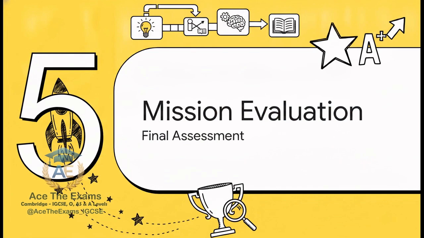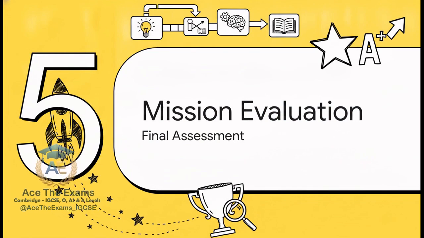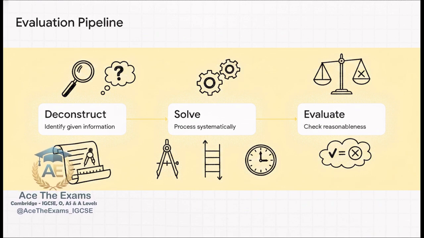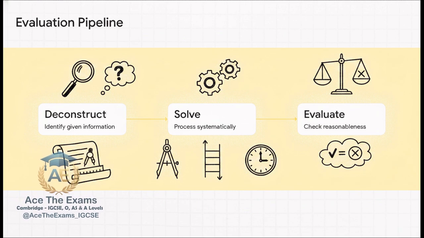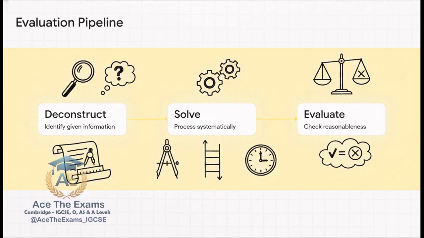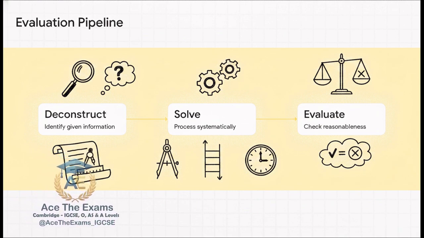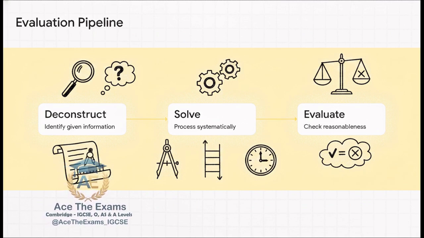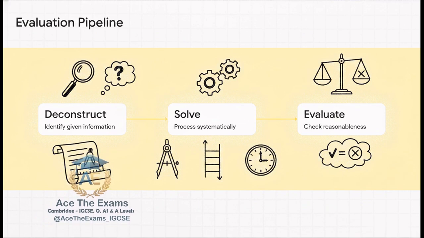We have reached Phase 5, the final mission evaluation. Pay attention, because this slide is where we separate the A grades from the A-star grades. This is the ultimate problem-solving pipeline used to completely master the highest-order assessment objectives Cambridge can throw at you. Tier 1 is deconstruct. What is the question actually telling me beneath the surface? Identify every single piece of given information.